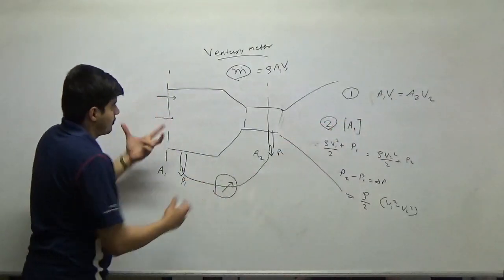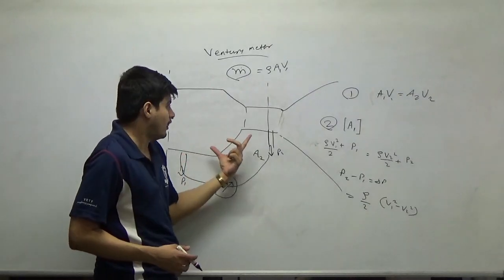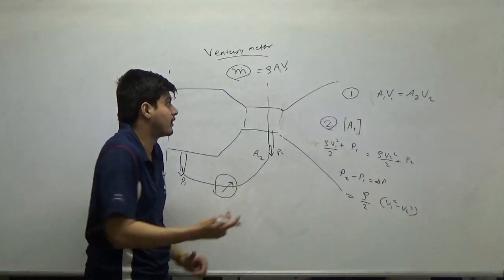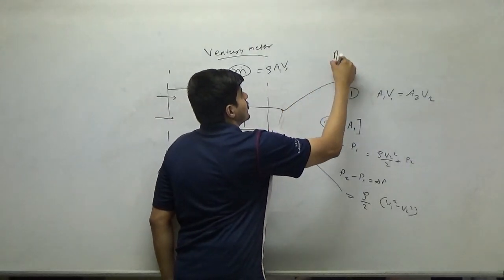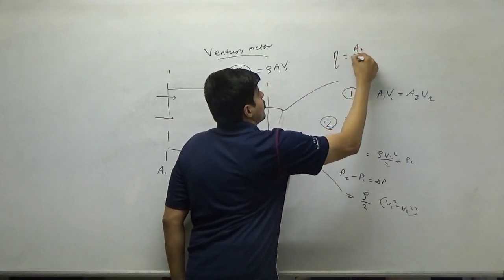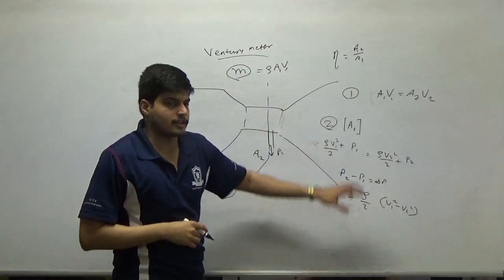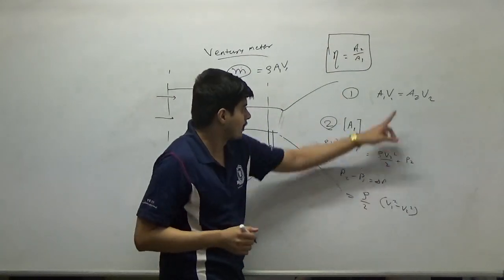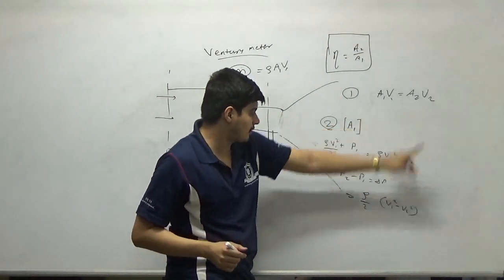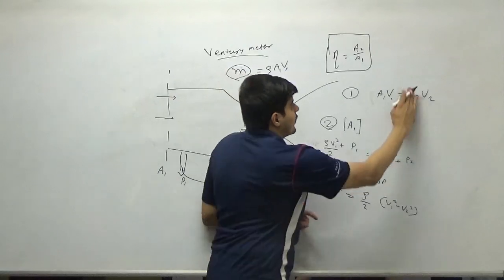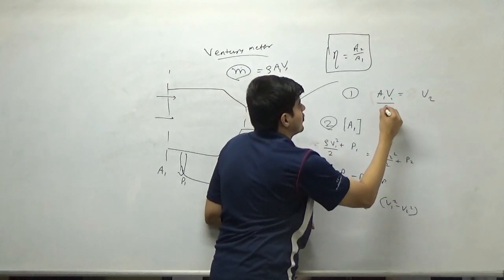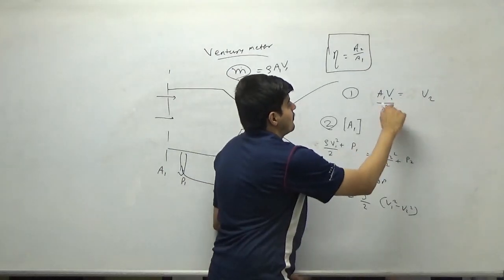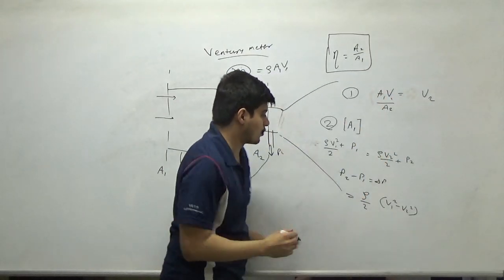Because area ratio is something which is my design constant. I know what my venturi is, so I know what the areas are. So it's a given parameter. Some people introduce eta as A2 upon A1, the coefficient of constriction, but we will come to it, right? Just be sure to understand this term. If I now substitute A1, V1 and A2, V2 in this equation, I can also say my V2 is this, right? So A1 upon A2 into V1 is V2, right?